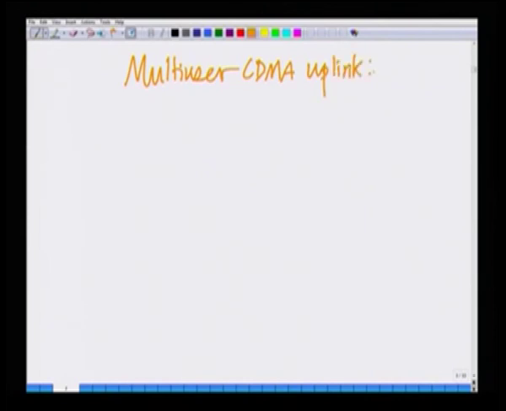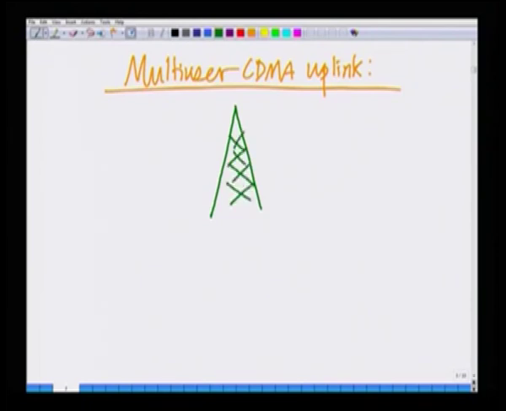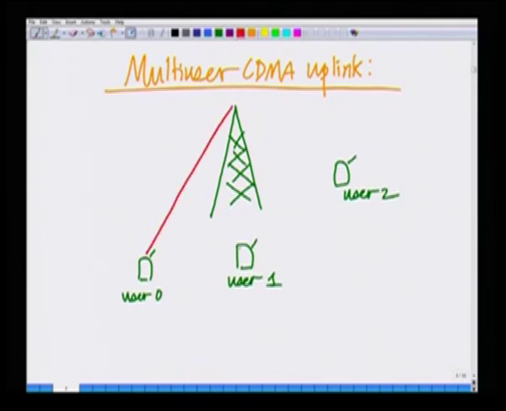So, let us move on to the multi-user CDMA uplink scenario, where I am going to again draw a similar schematic diagram. I have a base station and there are different mobile users, that is user 0, user 1, user 2. Now, each user is transmitting to the base station. This is the base station, each user is transmitting to the base station.